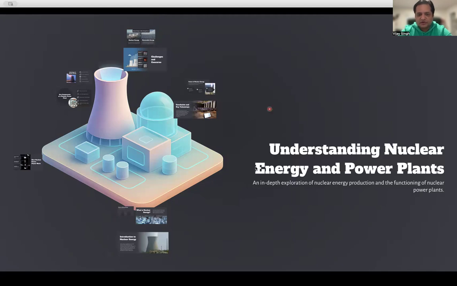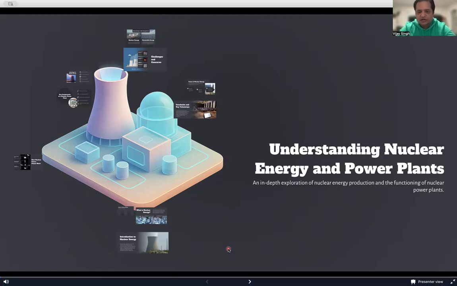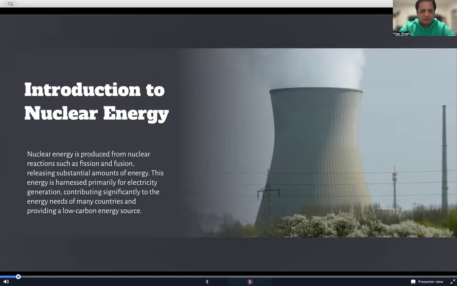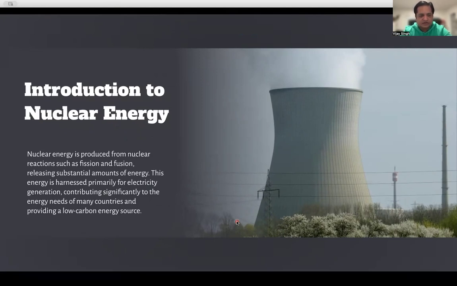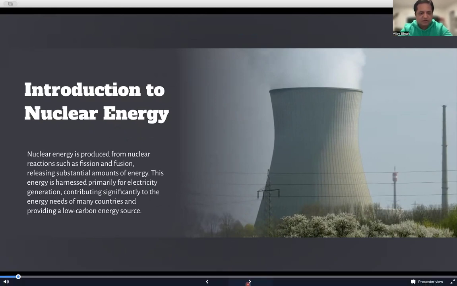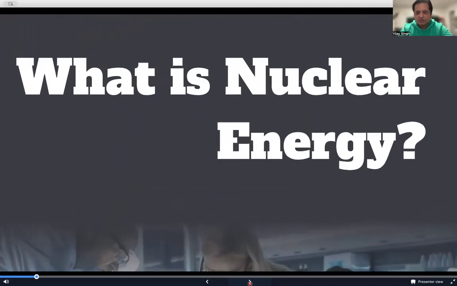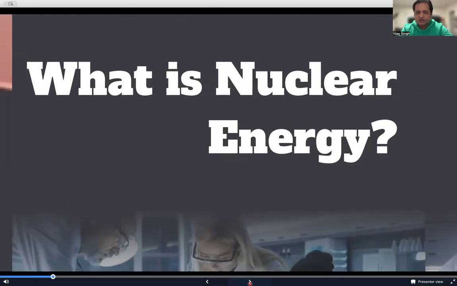In today's lecture, we'll be talking about nuclear energy and nuclear power plant. So what is nuclear energy? Nuclear energy is all about fission and fusion reaction. This energy is harnessed primarily for electricity generation, contributing significantly to the energy needs of many countries and providing a low carbon energy source.